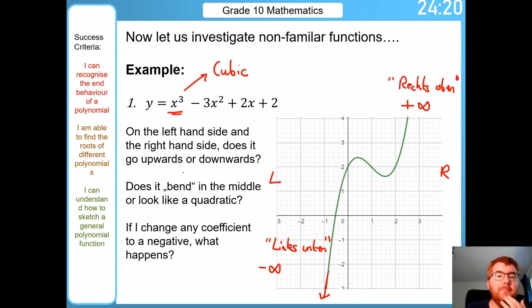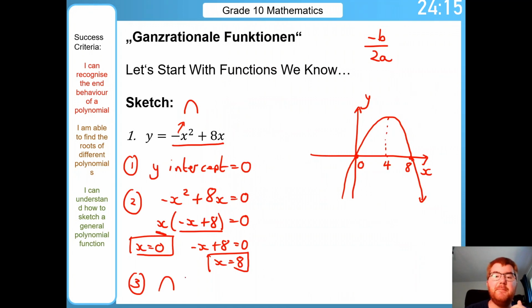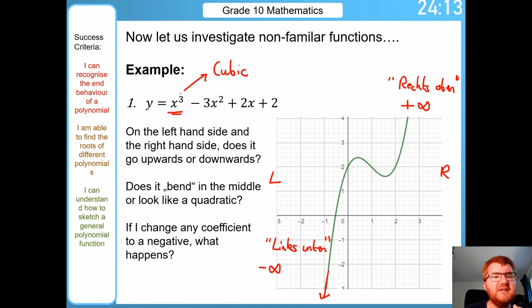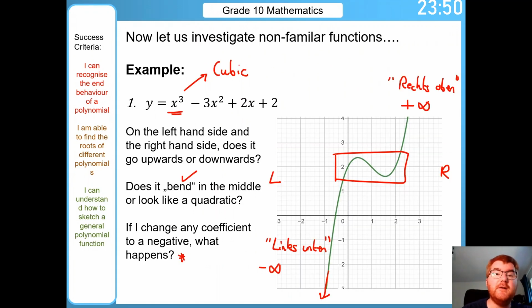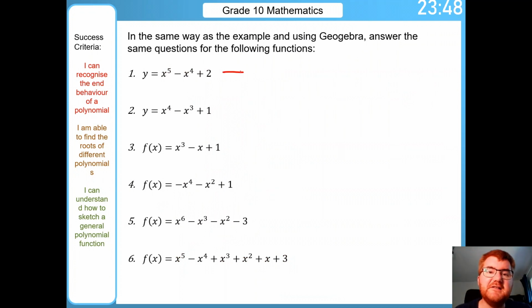Now, the next thing is, does it bend in the middle or look like a quadratic? Remember, a quadratic always has this happy or sad face. Notice this function here has this kind of bend here in the middle. So it bends and then goes upwards. So it does have a bend, this x cubed function. And if I change any coefficient to a negative, what happens? We're going to investigate this particular question in the next slide. So I've got some random functions here, and we just need to answer the same questions that we looked at here. So if we take this first function, let's go over to GeoGebra and look at this.